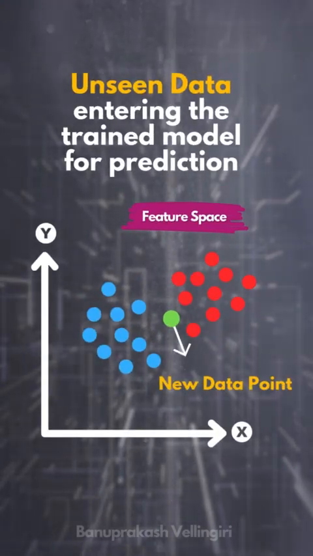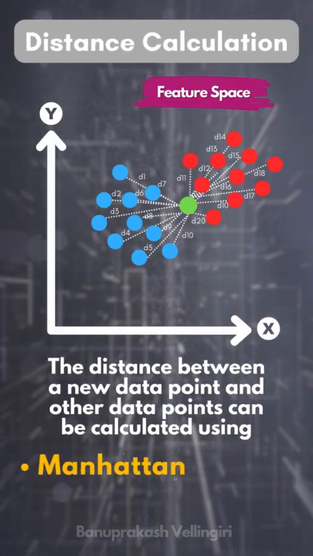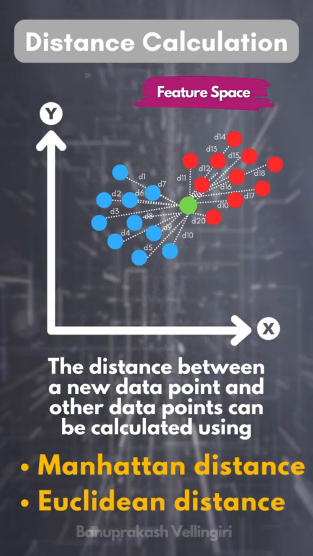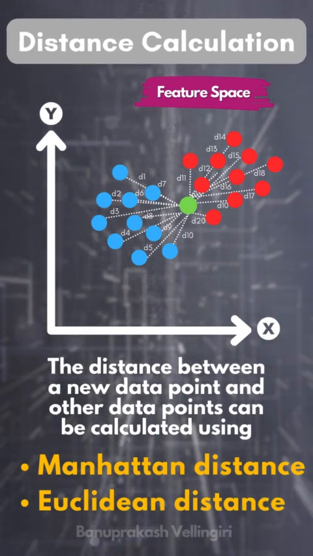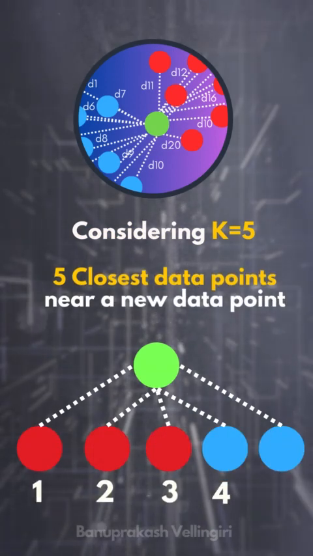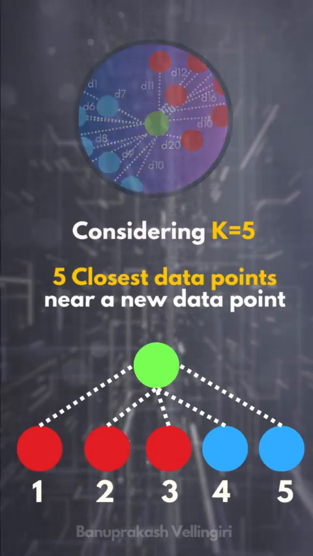When given a new and unseen data point for prediction, the KNN identifies the k closest neighbors to the new data point in the feature space by using Euclidean distance or Manhattan distance calculation. Once distances are calculated, KNN identifies the k nearest neighbors to the input data point based on the calculated distances. These neighbors are the points with the smallest distances to the input point.